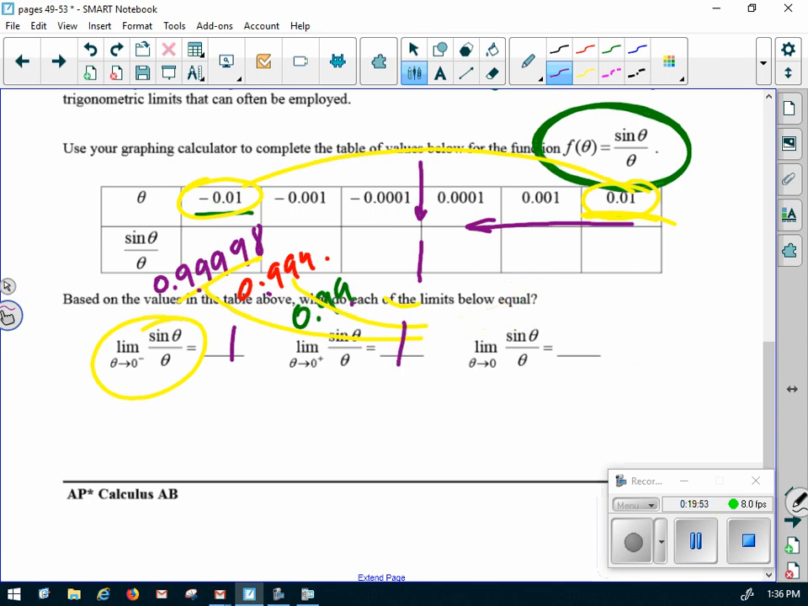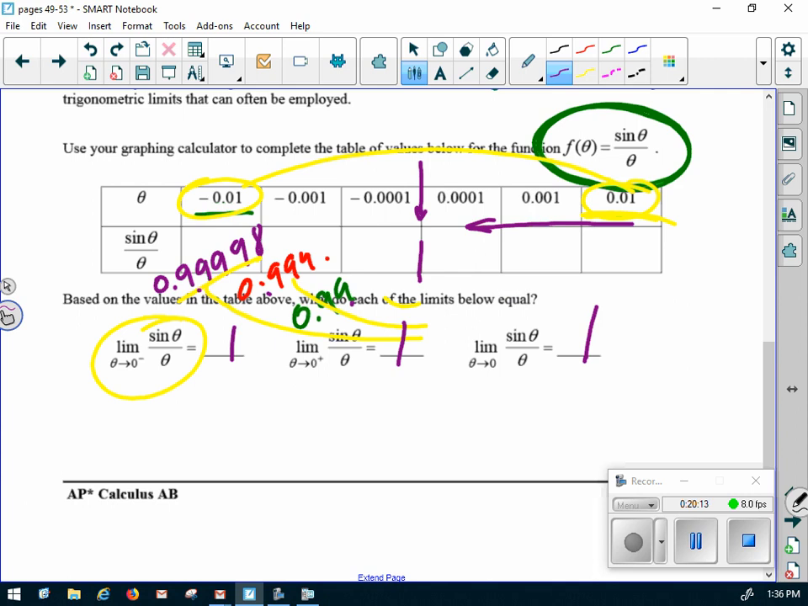Now, I want you to take a look right here. What has to be true for the limit as theta approaches 0 to exist? What has to be true? The left and right hand limits must be the same. Are they? That limit is 1.